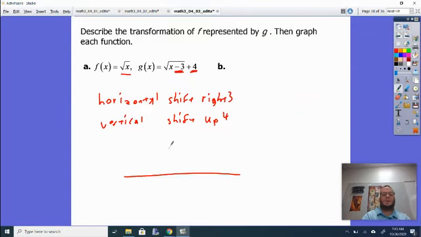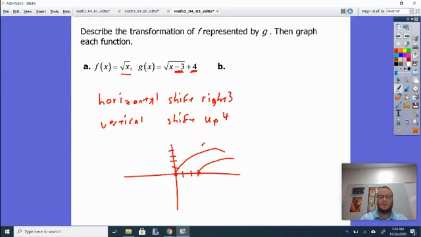So thinking about our parent function, it looks like this. It's going to move to the right by 3. And now you always want to move the middle point, so it's like there. And then it's going to go up by 4, so it's going to be up here. So my domain and range of this one is all my x's from 3 or bigger work, and all my y's from 4 or bigger work.